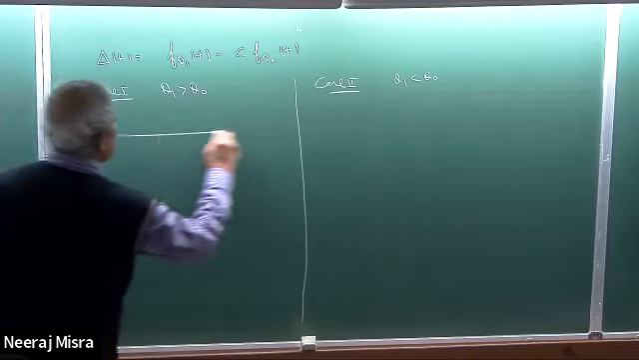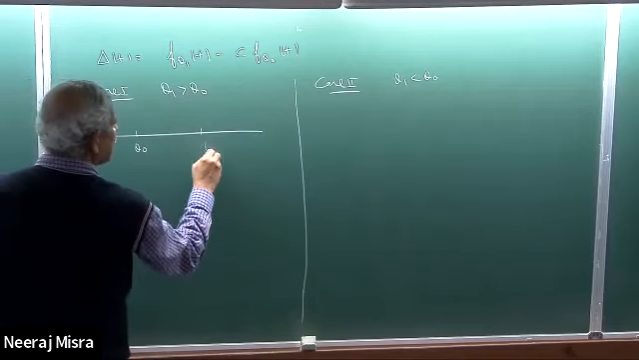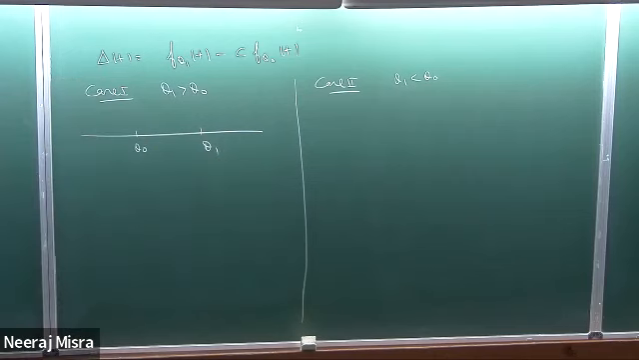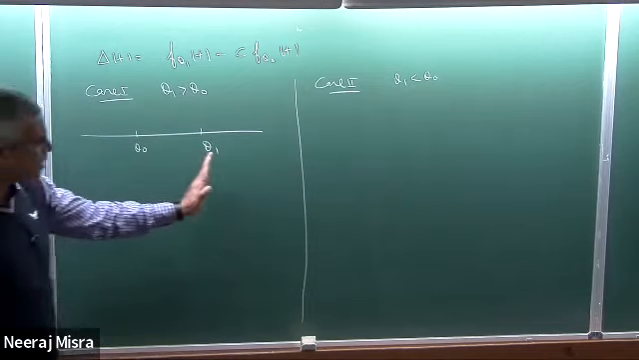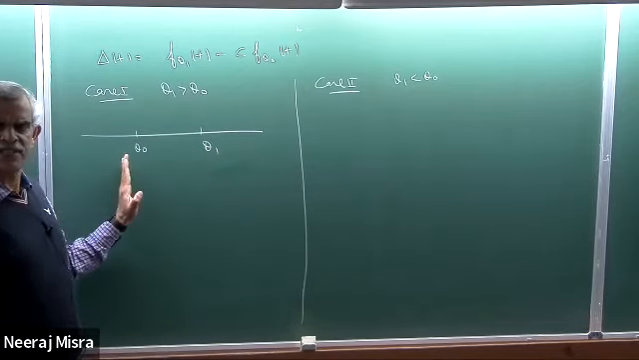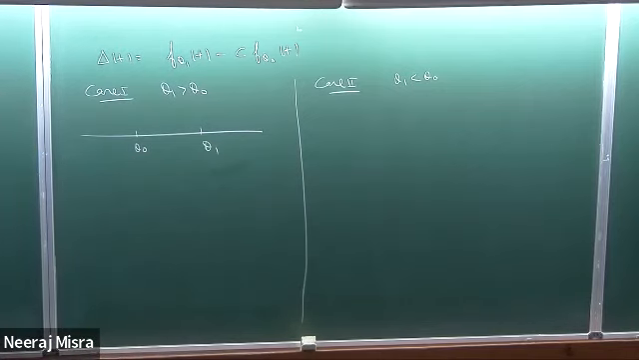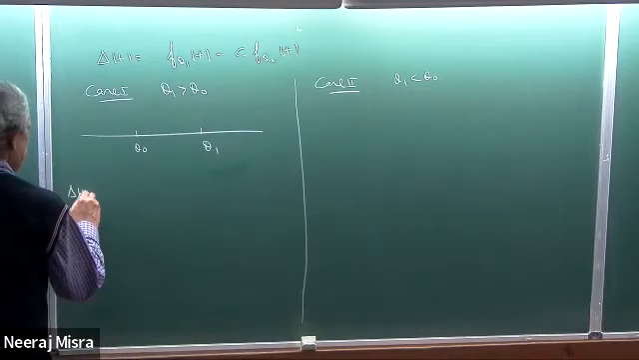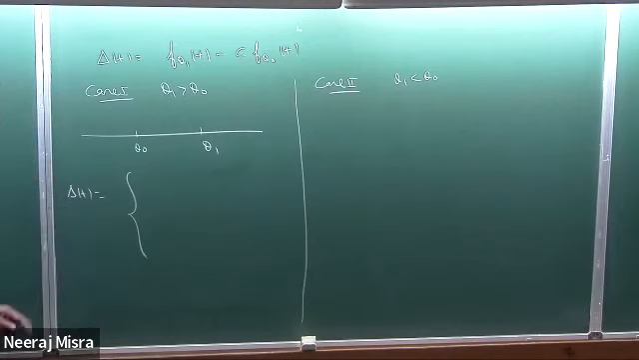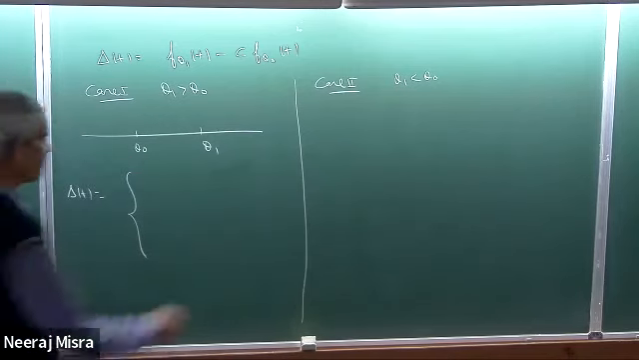Okay, so let's look at this situation. Your theta naught is over here and theta 1 is over here. What is my support? Support under the alternative hypothesis is from theta 1 to infinity, and under H naught it is from theta naught to infinity. So my support is theta 0 to infinity, right? So my delta t, there would be one situation where t is between theta naught and theta 1.